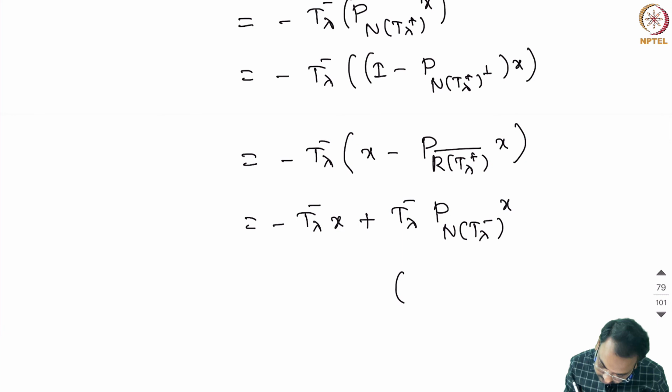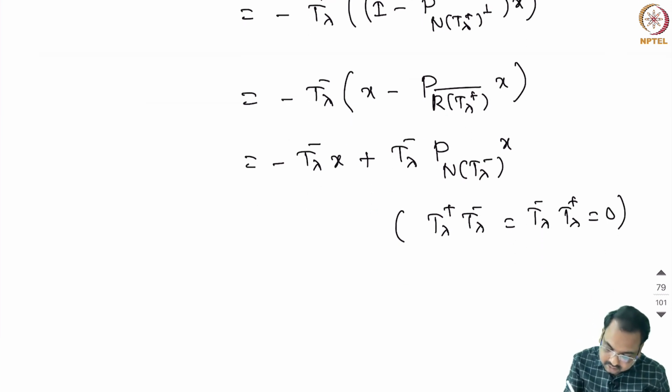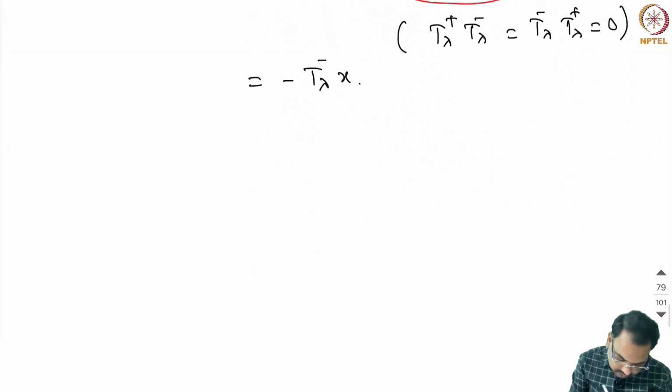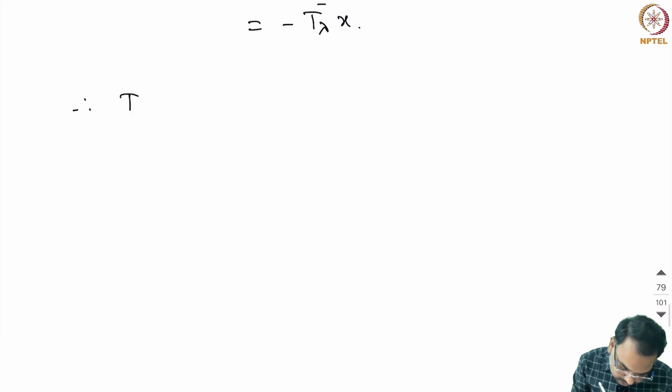So this follows because T_λ^+ T_λ^- is T_λ^- T_λ^+. This is the zero operator. So the range of T_λ^+ is contained in the null space of T_λ^-. So its closure is also contained in the null space of T_λ^-, but the second operator becomes 0. So hence we can say that this is minus of T_λ^- x. So therefore we can conclude that T_λ E_λ is minus of T_λ^-.